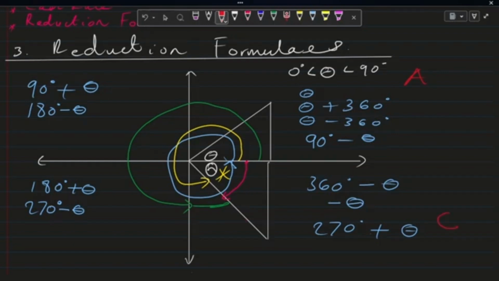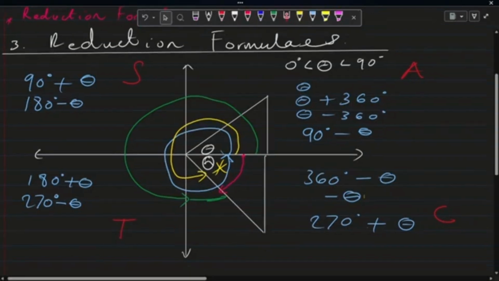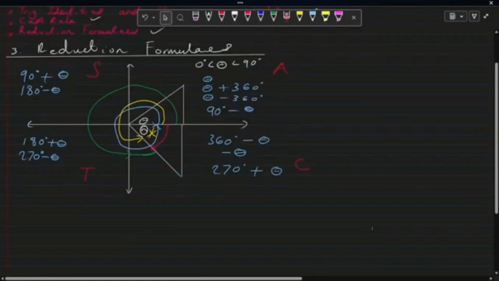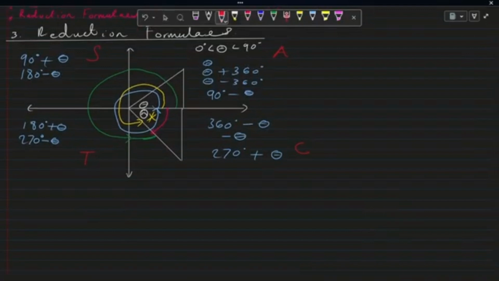Okay, so we know that according to the cast rule, we have an A here, meaning all trig ratios are positive. We have a C here, meaning that cos is the only positive one. We have an S there, meaning that sine is the positive. And then we have a T, meaning that tan is the only positive one. Okay.